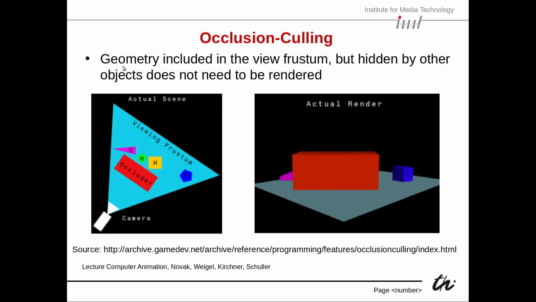Yeah, so here's an example. Here the geometry included in the view frustum but hidden by other objects does not need to be rendered. So here you can see a top view, here's the occluder and then the objects behind it from the camera. So those objects cannot be seen. This can be seen, the blue one, and the violet one can be seen a little bit, as you can see here.